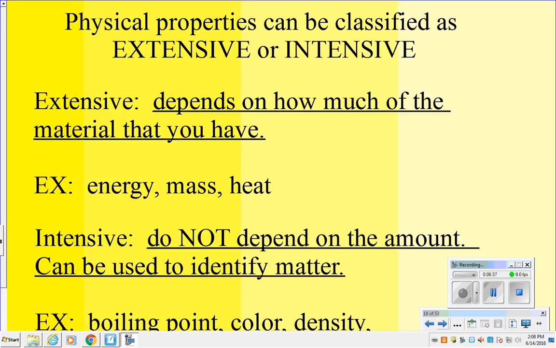Physical properties can be classified as extensive or intensive. These words aren't actually used a lot on a lot of the tests, but you'll often need the concept of an extensive or intensive property. An extensive property depends on how much of the material you have. So if you have a large piece of something and you measure mass or weight, that's going to change if you break it into smaller pieces. The amount of heat you can get out of a piece of wood is another example. A large piece of wood would give you more heat or more energy than a smaller piece of wood. So the properties are dependent on the amount when you're talking about an extensive property.